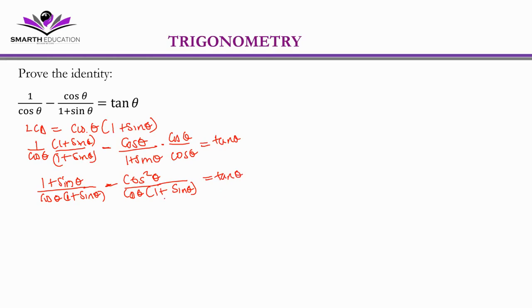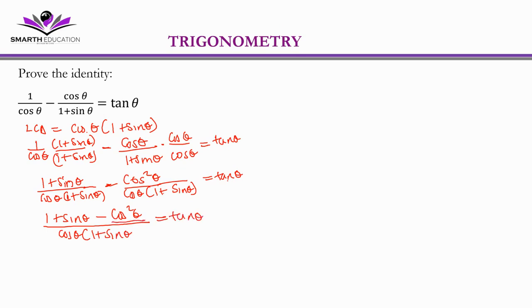Always write your left hand side and right hand side, because sometimes we work on both sides. This is an identity, isn't it? It's not an equation, it's an identity. So sometimes we work on both sides. Now the denominators are the same, so we can subtract the numerators. So this is 1 plus sin theta minus cos squared theta over the LCD, cos theta times 1 plus sin theta, is equal to tan theta.